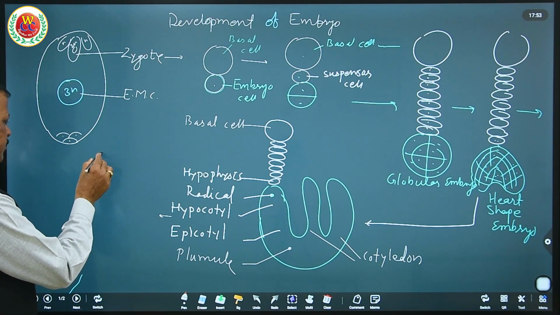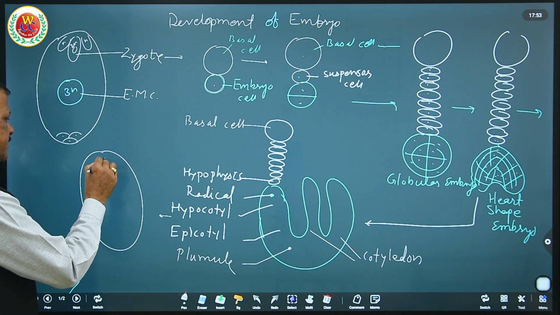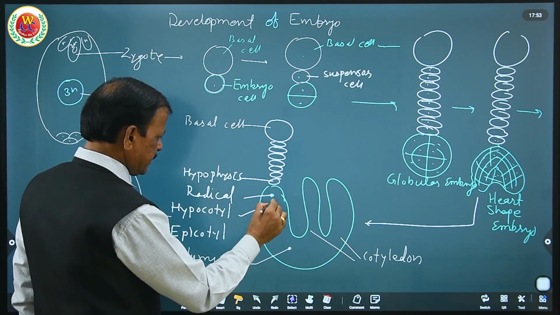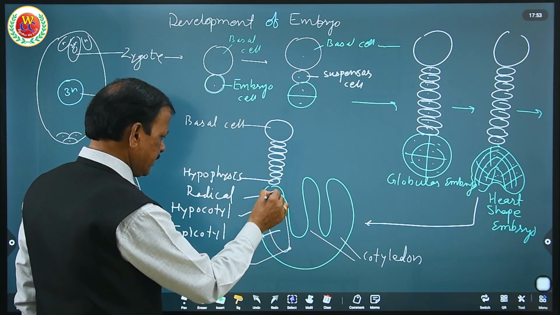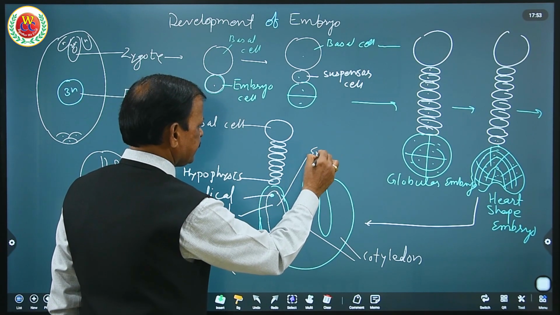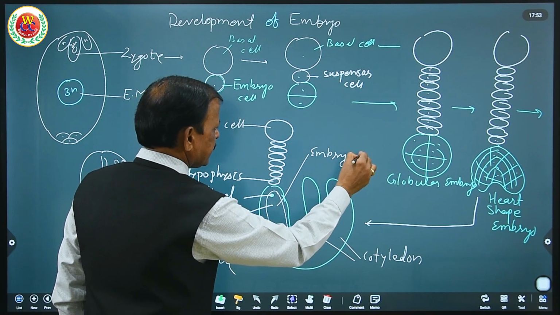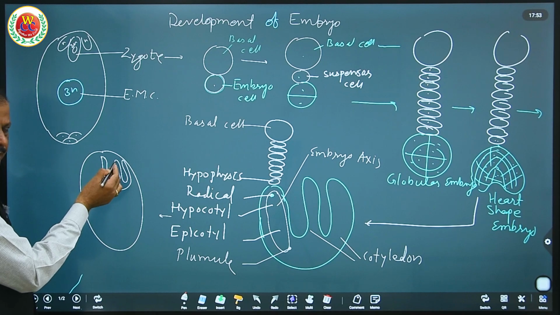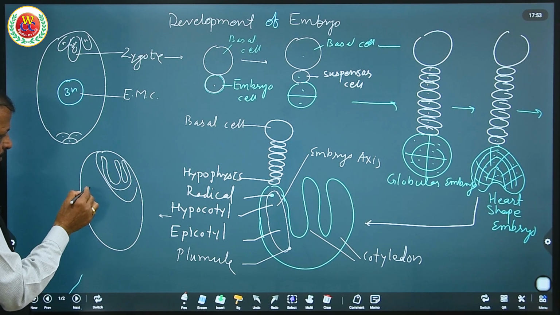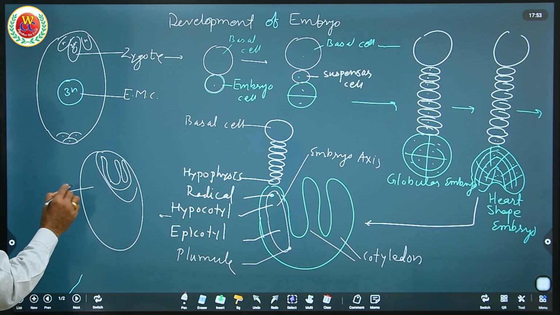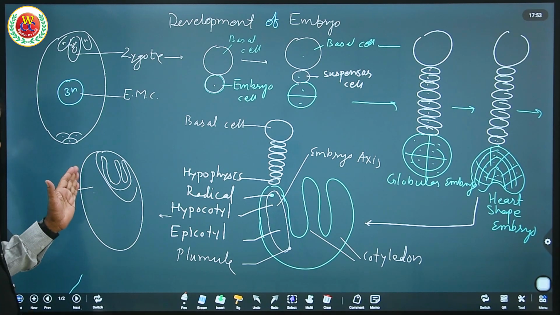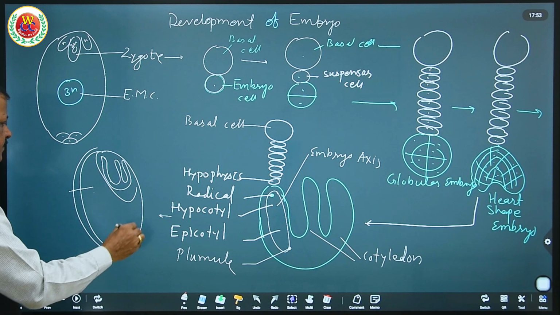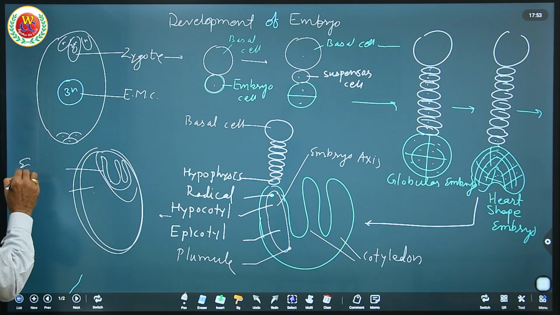So the next diagram, to have the understanding, the seed is like this. So this is an embryo axis. Finally this matured embryo takes its place in the corner of the seed with this endosperm, or in a non-endospermic seed these form the cotyledons. So this is a seed with this developed embryo.